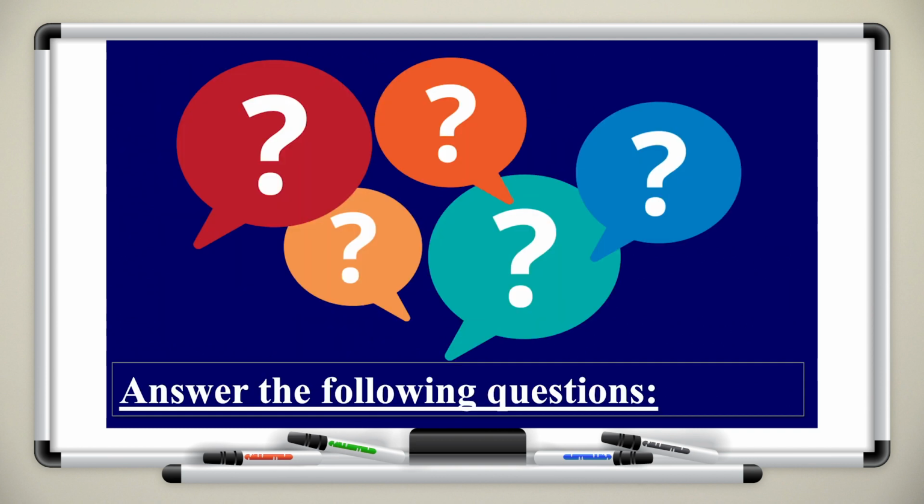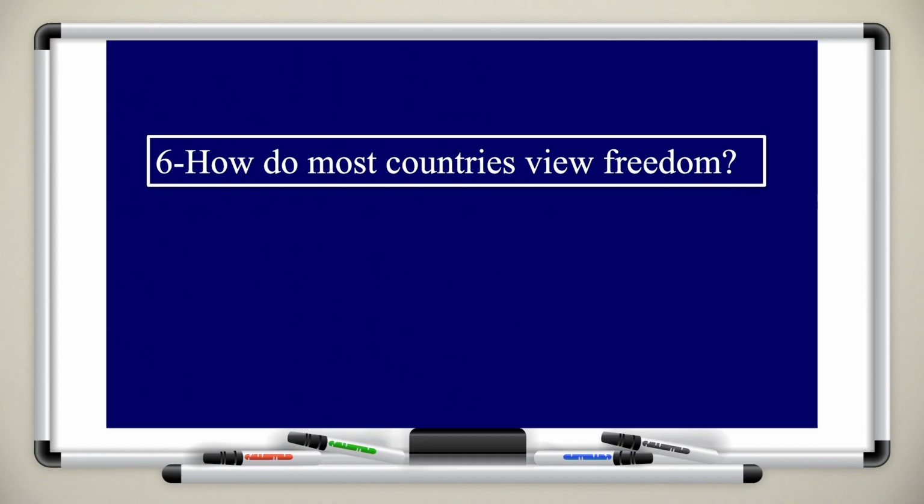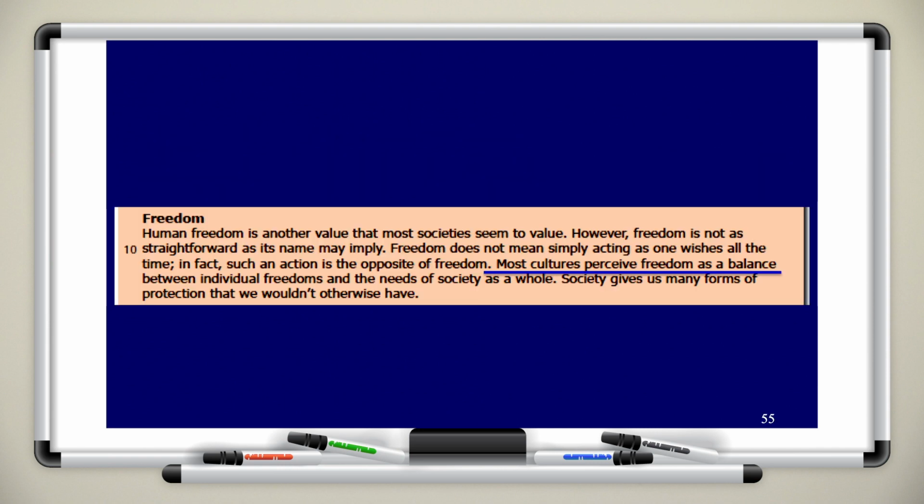Now, let's go to the productive questions. We will answer them very carefully after taking a look at the paragraphs again. Skimming. Remember, skimming means looking very quickly at the paragraphs. How do most countries view freedom? So for question 6, we can see that we have the word freedom. So I'm going to go to the paragraph that has the title freedom, and I'm going to skim through the paragraph to try and find the answer. How do most countries view freedom?